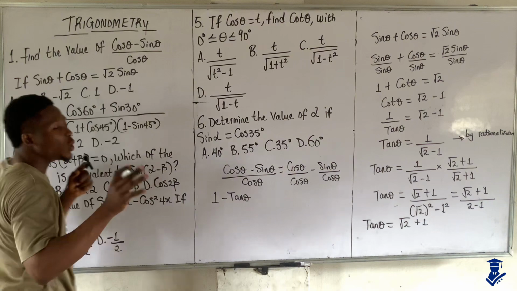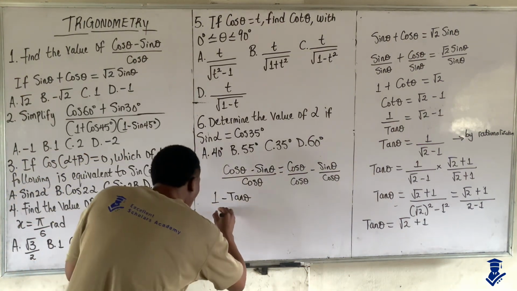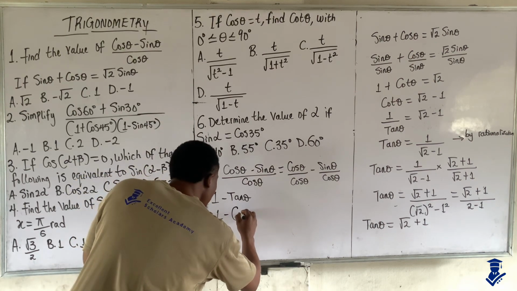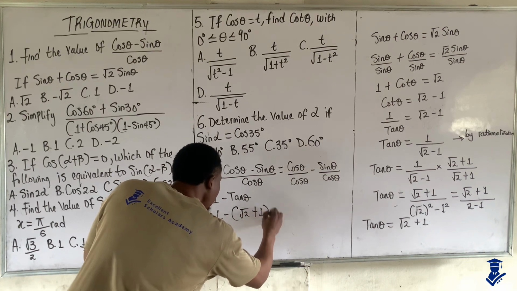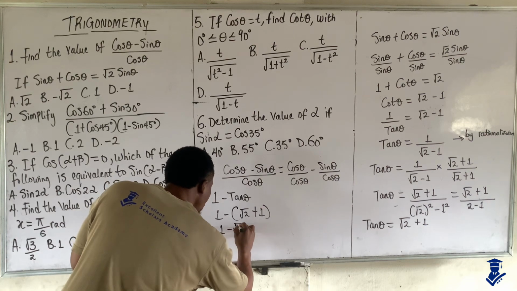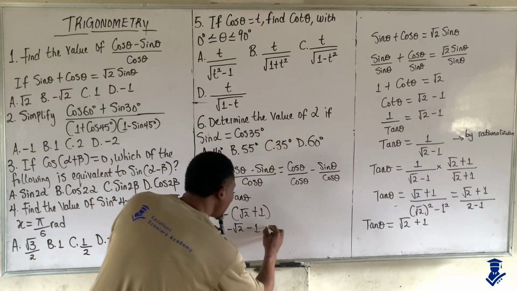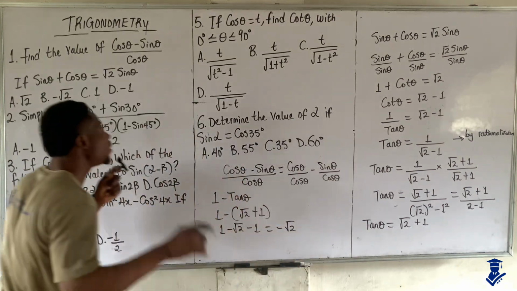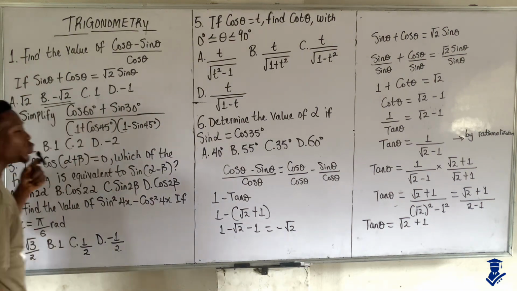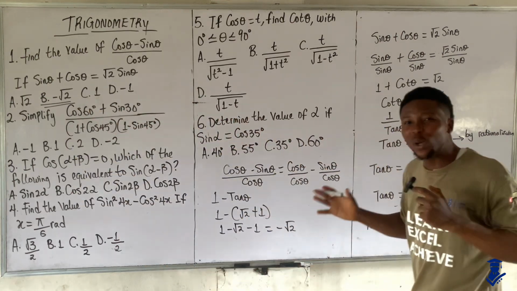You can see clearly that we already know tan theta from what was given to us. So the value of cos theta minus sin theta over cos theta is going to be 1 minus, what is your tan theta? Root 2 plus 1. So it's 1 minus the bracket root 2 plus 1. This minus opens, this becomes minus root 2. This minus opens, it becomes minus 1. Now 1 minus 1 is 0, so we're left with minus root 2. So the value of this is minus root 2. I hope you understand this.